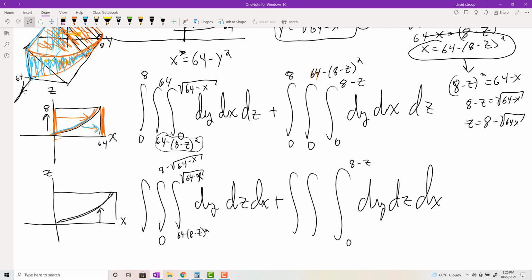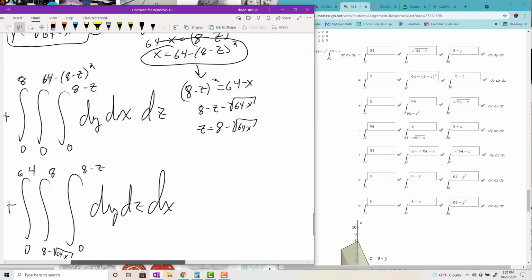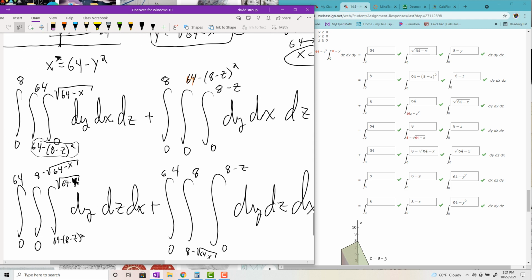This should be x right here as well. Then on the x-axis, of course, you're going from 0 to 64. And then you're going from this curve to this curve. So you go 8 minus square root of 64 minus x to 8. And then again 0 to 64. And that should give you the two hard integrals I sort of did for you there. Okay, and I'll let you do the other ones, which are a lot simpler. I'll let you do those on your own.